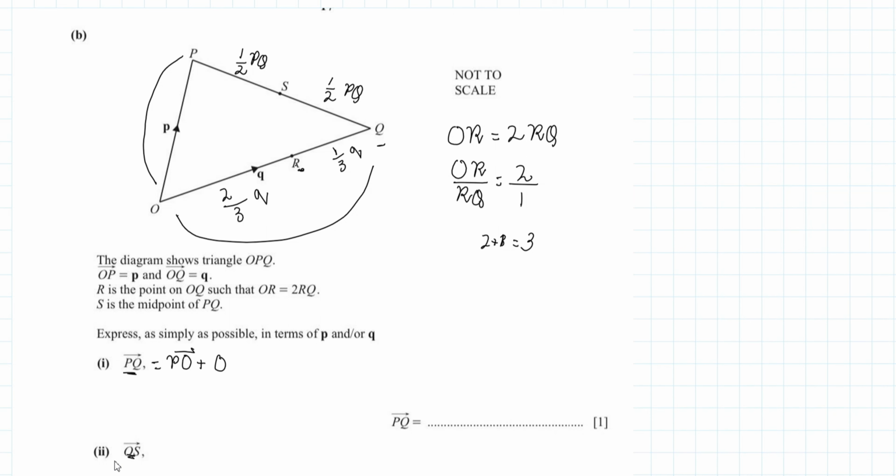Look, when you are moving from P to O, you are basically moving opposite to the direction of OP. So it will be negative P here, because OP is P, so PO is minus P, plus OQ, OQ is Q, so it equals Q.